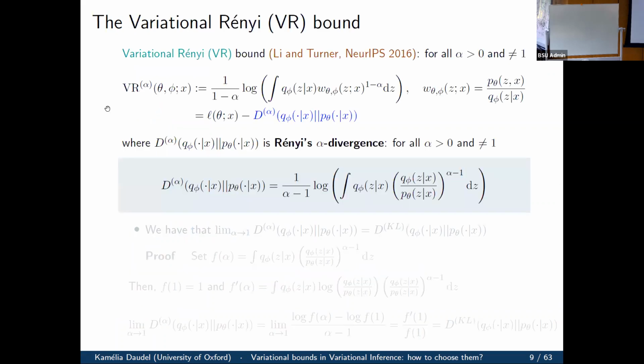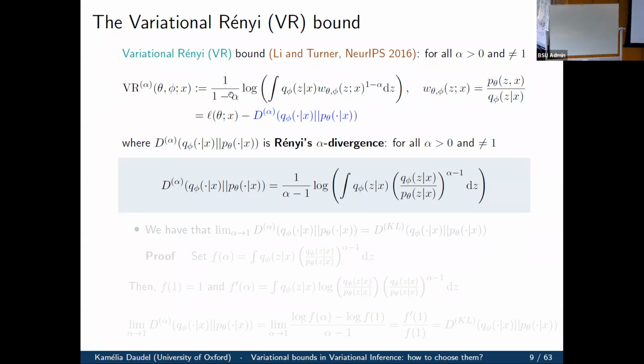Everything's clear so far? Good. The VR bound is an object that was introduced in a paper by Li and Turner in 2016, and it's defined for all alpha non-zero and non-1 by the expression here. Again, you will have the weights that I was showing you before. I wrote them twice to be sure that you remember what they stand for: the joint divided by my variational approximation. And this VR bound is given by this expression.